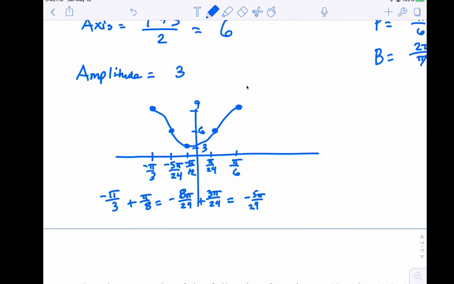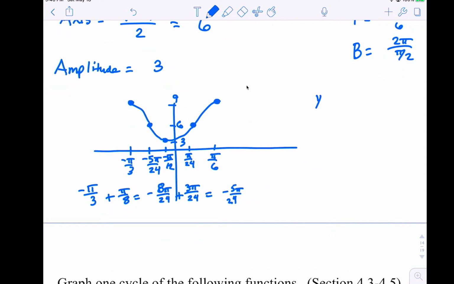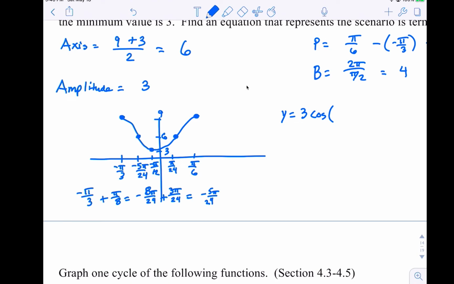Okay, so now my cosine: I got y equals my amplitude, which is 3, cosine, my b term, which is 4, and then x plus pi over 3, plus 6. And then the sine is going to be negative 3 sine 4 x plus 5 pi over 24, plus 6.